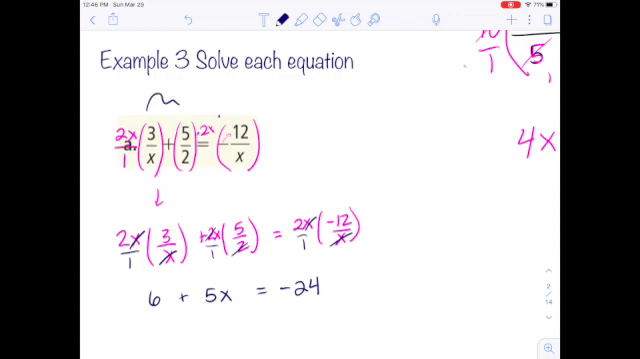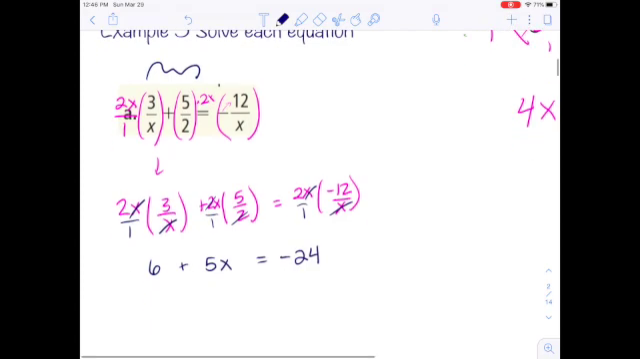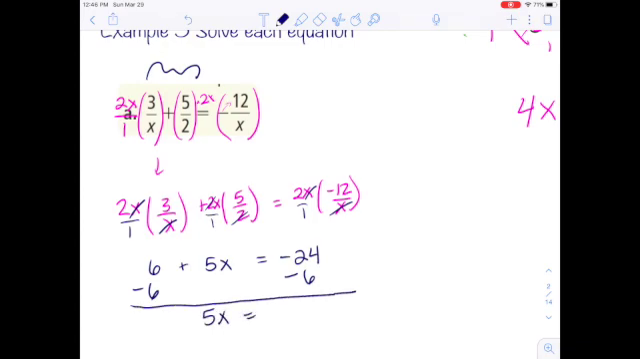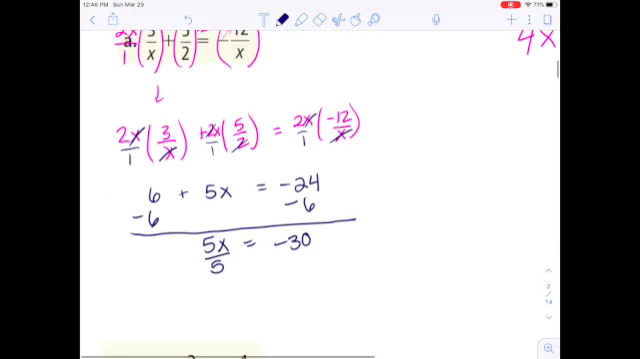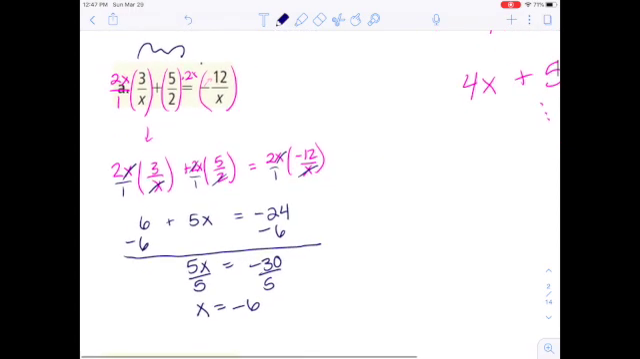And that's a whole lot easier than trying to add the left side, making common denominators, and then cross multiplying. This is a nice little technique that you can use to make these problems a little bit simpler. So you got 5x is equal to -30, divide by 5, and you have x is equal to -6.